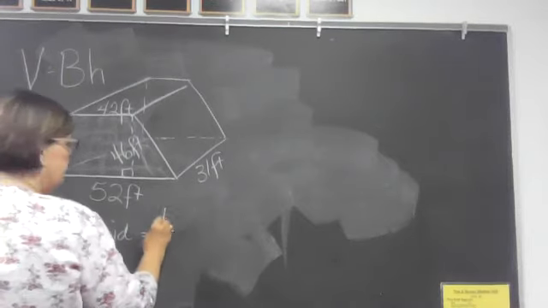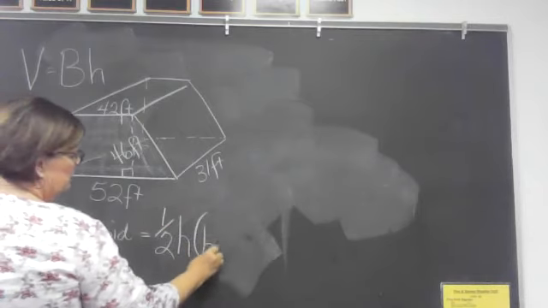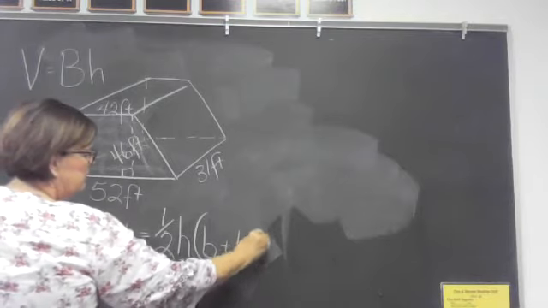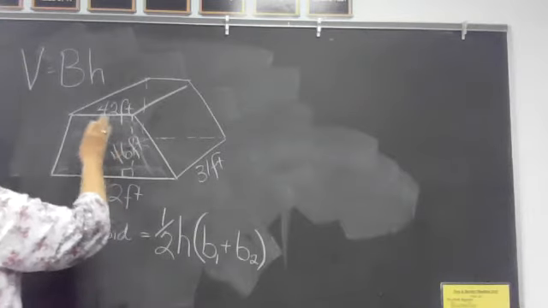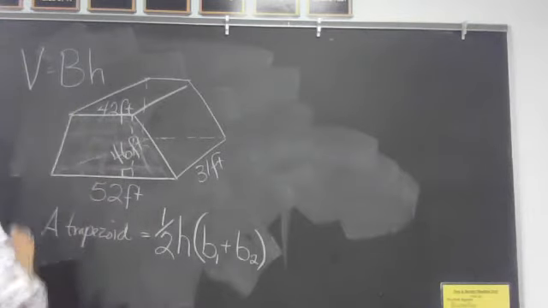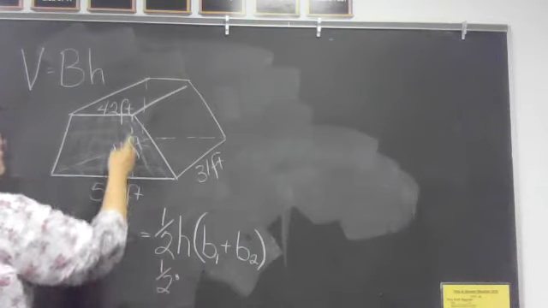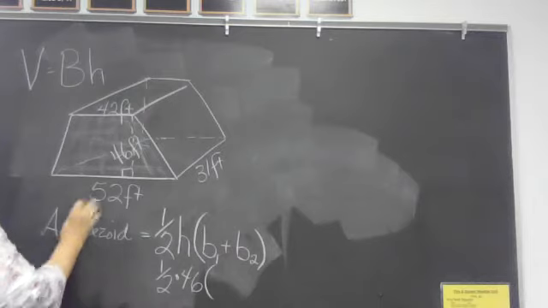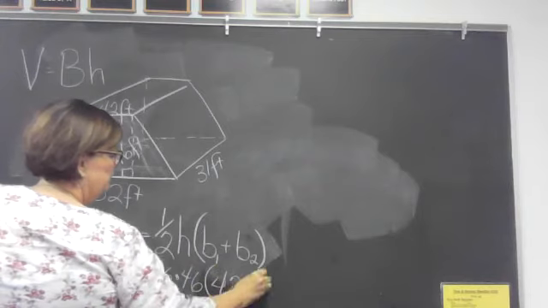Okay, one half the height times what you get when you add the two bases together. This is what's on your formula chart. So we're going to plug in to find the area of this so we can find big B. One half times the height, which is 46, times the two bases, the ones that are parallel to each other. So I have 42 plus 52.